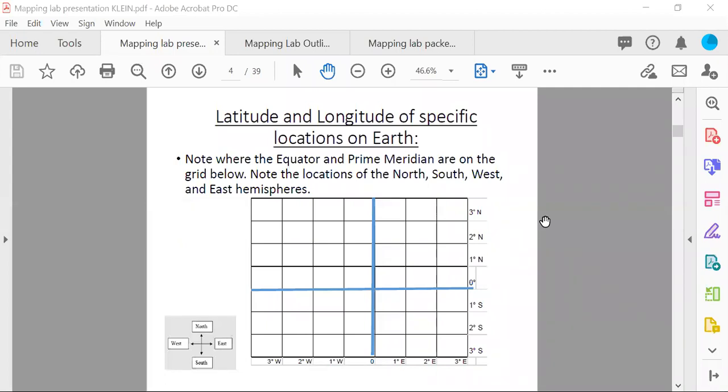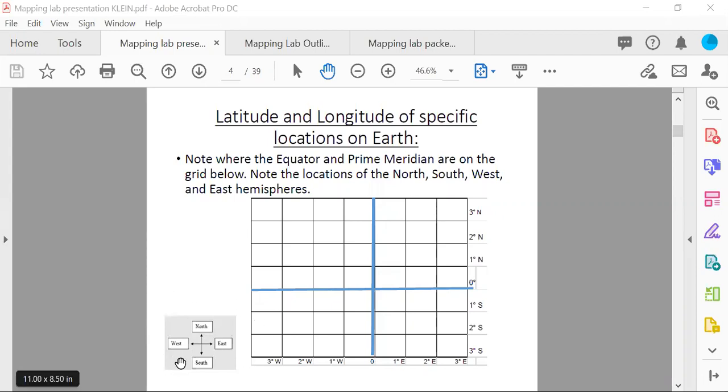So this is a grid showing latitude and longitude. Note where the equator is. It's this blue line going horizontal across where it says 0 degrees. And the prime meridian is the 0 degrees going vertically. Everything to the left of the prime meridian is the western hemisphere. Everything to the east of the prime meridian is the eastern hemisphere. Everything north of the equator is the northern hemisphere. Everything south of the equator is the southern hemisphere.